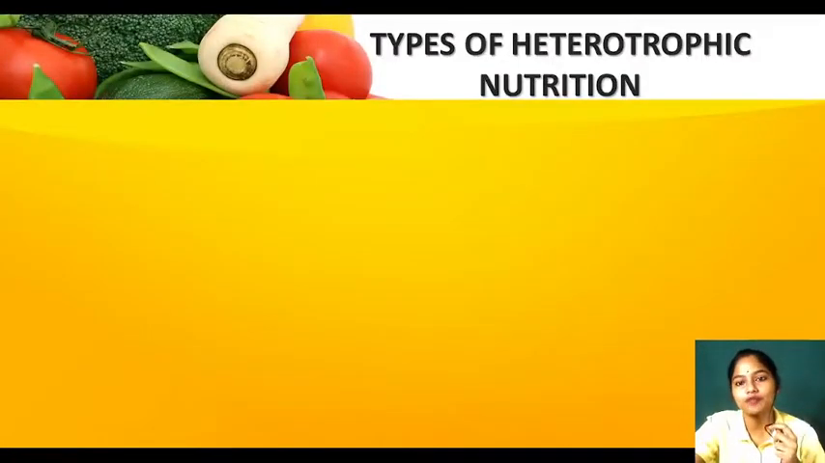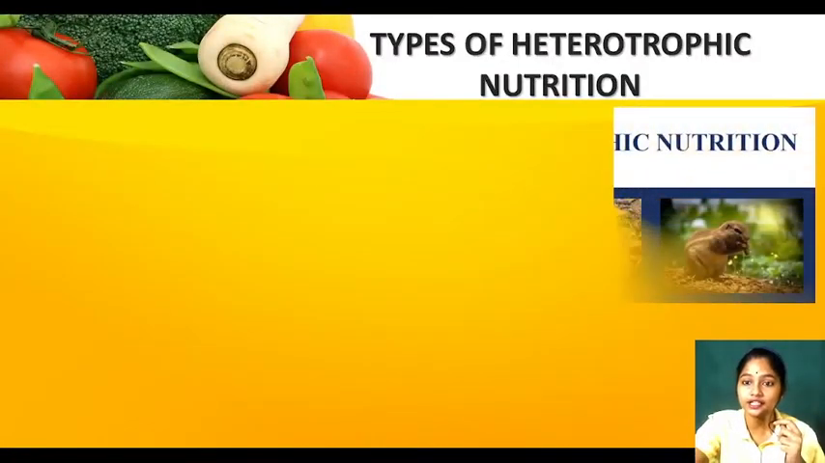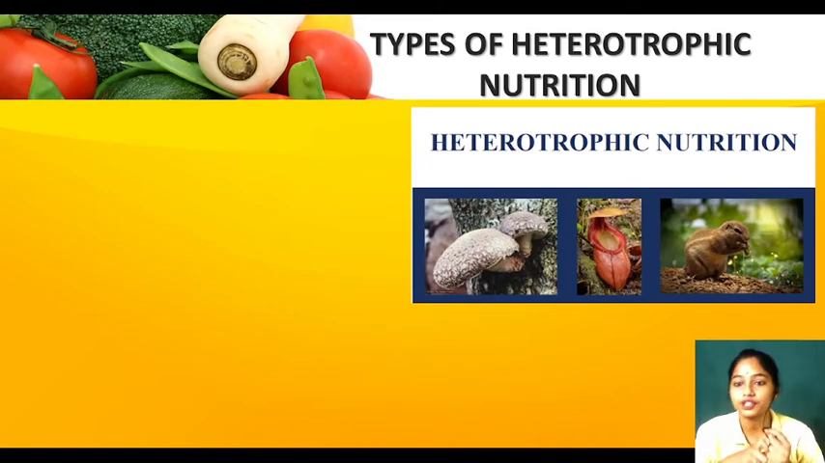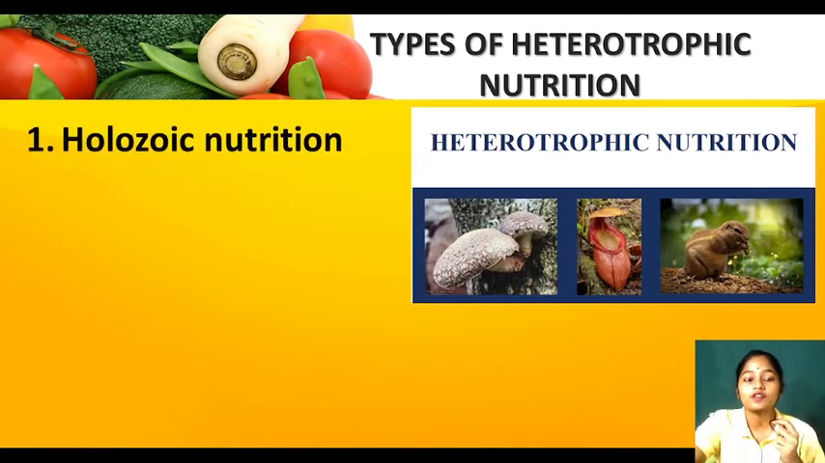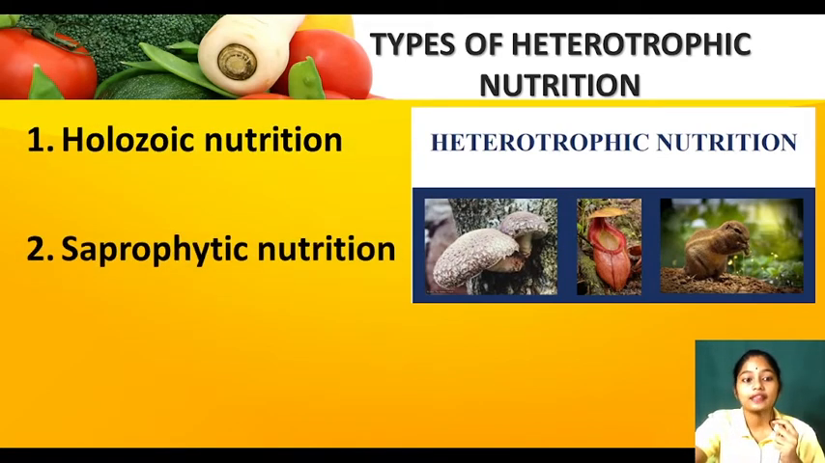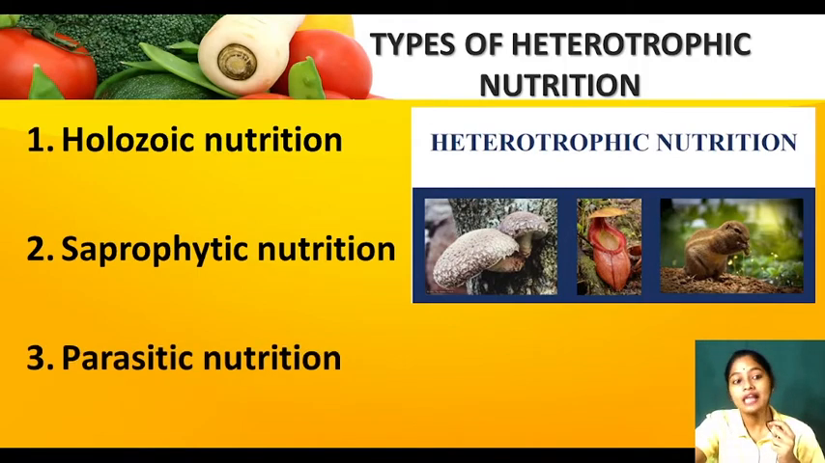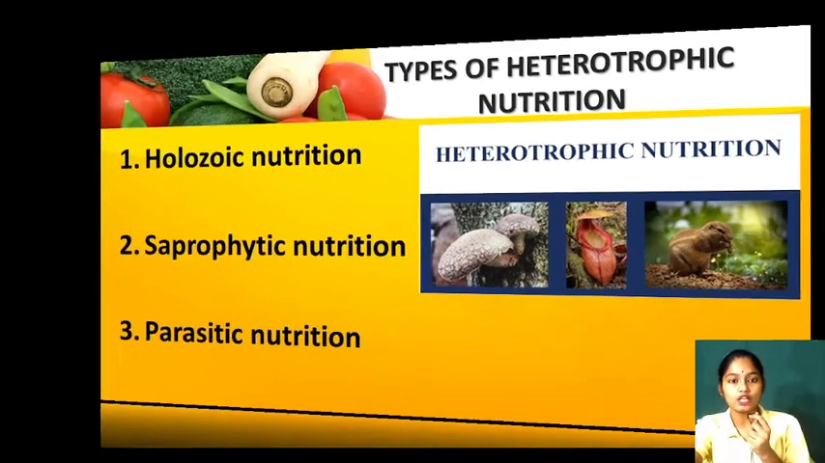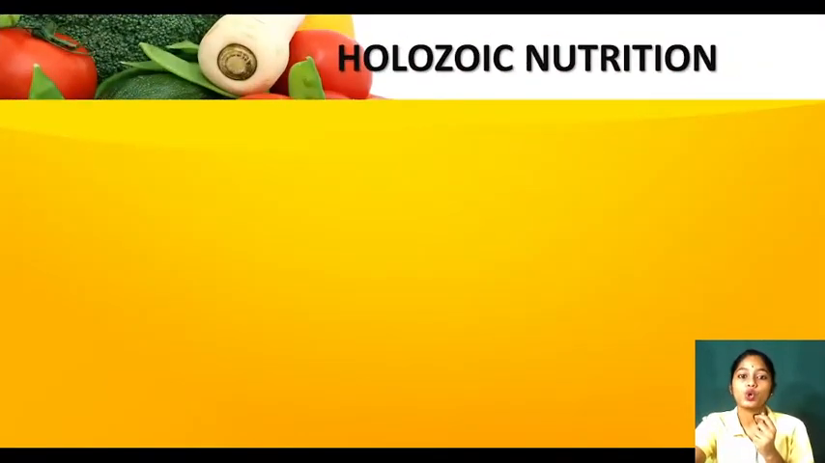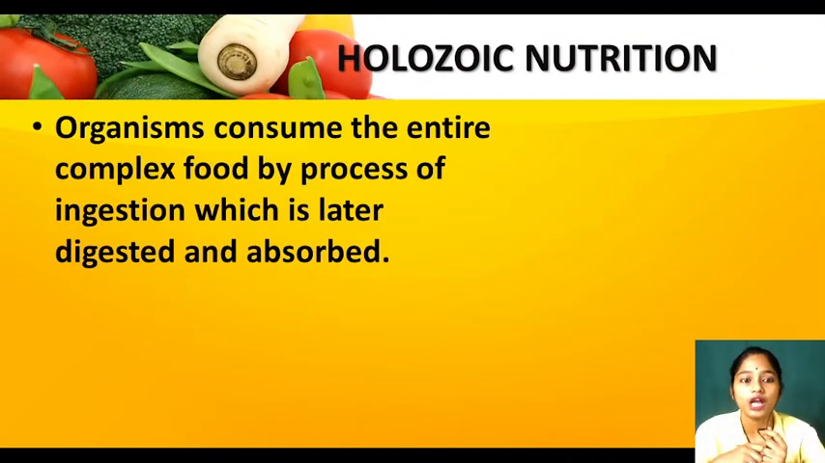Now see the types of heterotrophic nutrition. We have already studied that there are three types of heterotrophic nutrition. What are they? The first one is holozoic nutrition, the next is saprophytic nutrition, and another is parasitic nutrition. Let us learn about these in a lot of detail. So, what is holozoic nutrition?